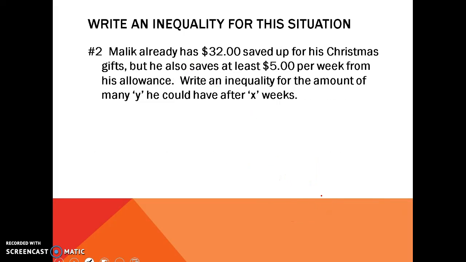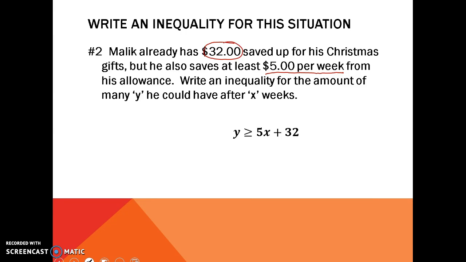Let's take a look at a different situation. Malik already has $32 saved up for his Christmas gifts, but he also saves at least $5 per week from his allowance. Now, sometimes he might save more, but he's going to save at least $5 every week. Write an inequality for the amount of money, which is Y, that he can have after X weeks. Well, if it's $5 per week, that's our slope, and he starts with 32. That's our y-intercept.